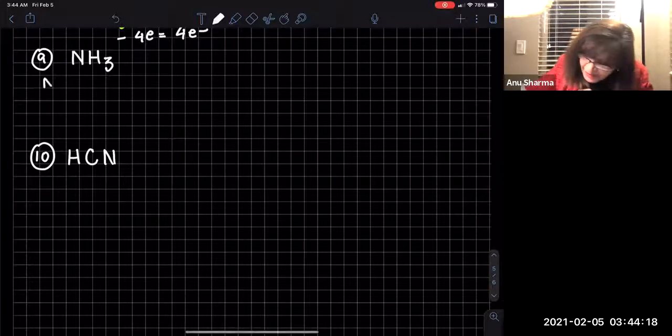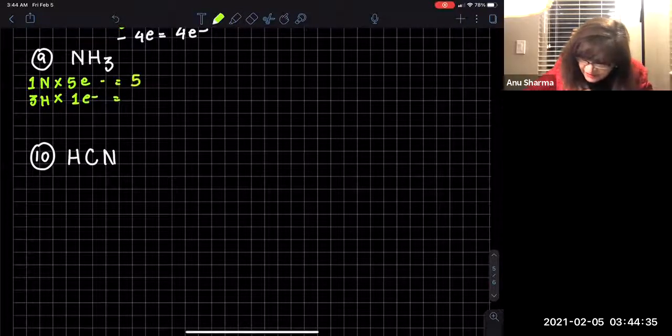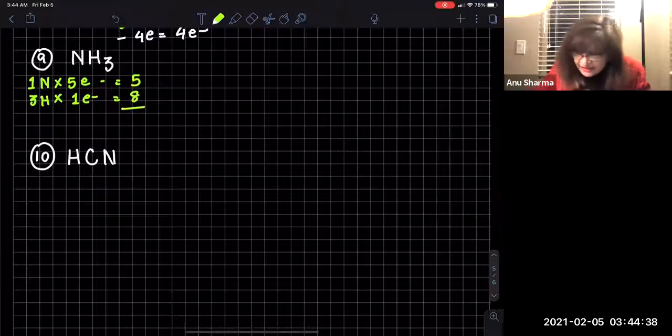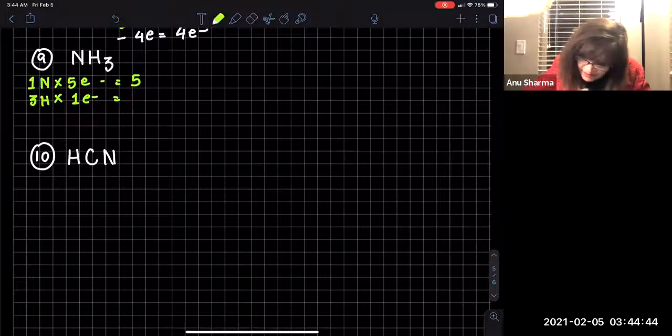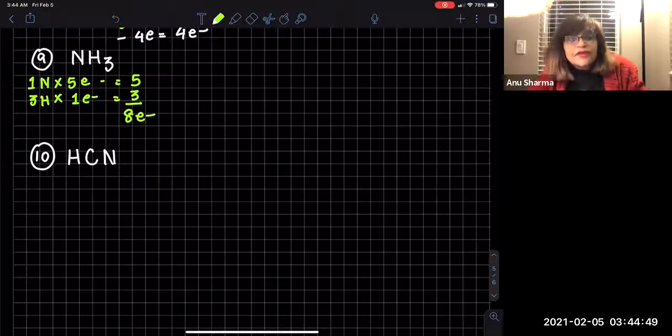Nitrogen, let's change the color. Nitrogen is one nitrogen, bringing in 5 electrons, and here you have 3 hydrogens, each bringing in 1 electron, so that is 3. Five plus 3 gives a total of 8 electrons. All right, so that's one thing.